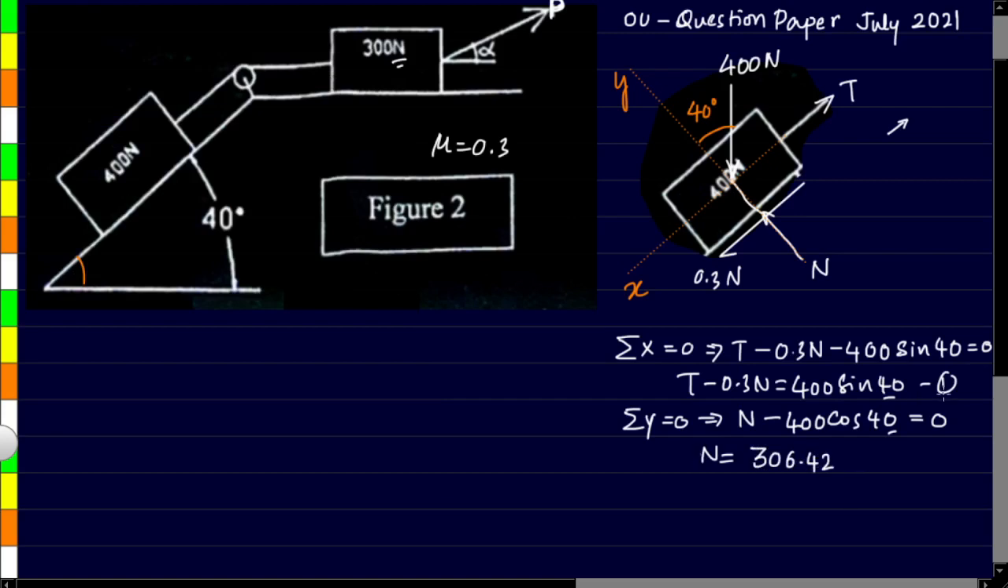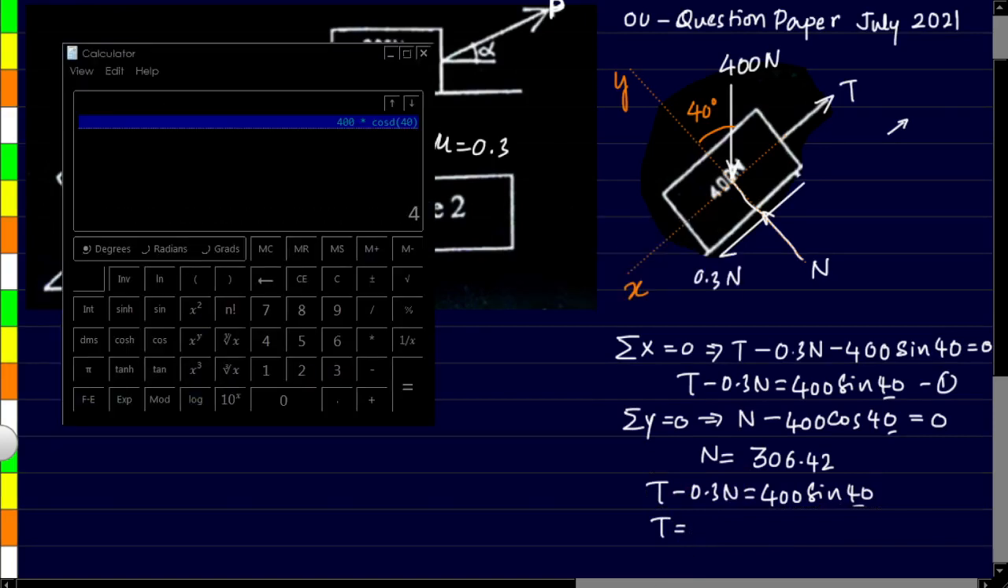Now this value, if we substitute in the equation number 1, we will get the value of tension T. Let me take the same equation once again, and now let me substitute the value of N over here and calculate it. Okay, so I'll just first calculate 400 times sine 40, and 0.3 N also has to be sent to the right side, it becomes positive, that's plus 0.3 times N value being 306.42.